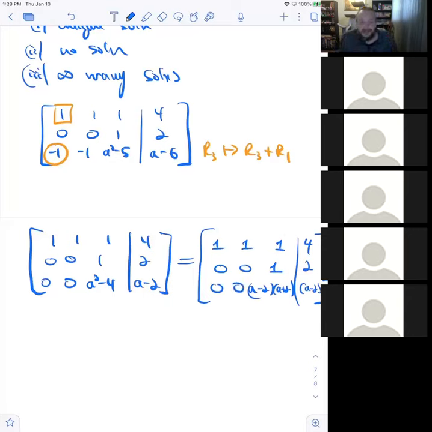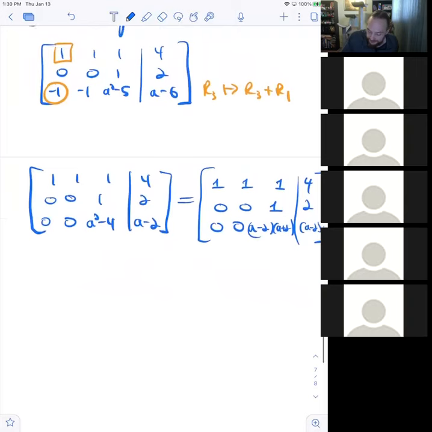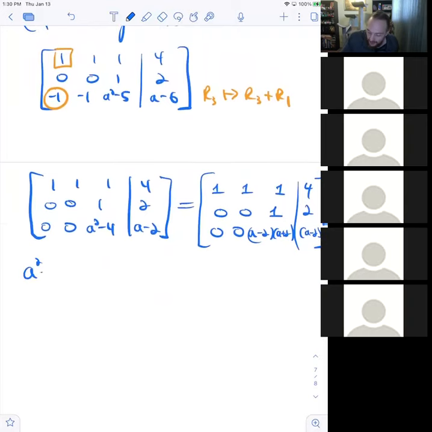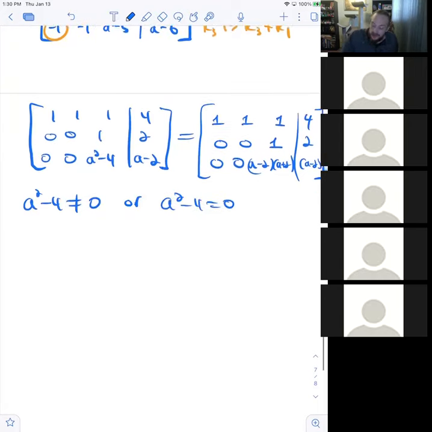So that's what I'm going to get at. A squared minus 4 is a perfect square, so I can split this. Now, I want to divide by a squared minus 4 to get a leading 1. But to do that, I'm dividing by 0 sometimes, so you get cases. Either it equals 0, or it's not equal to 0. If it's not equal to 0, that says a does not equal plus or minus 2, or a equals plus or minus 2. So I have 3 cases.